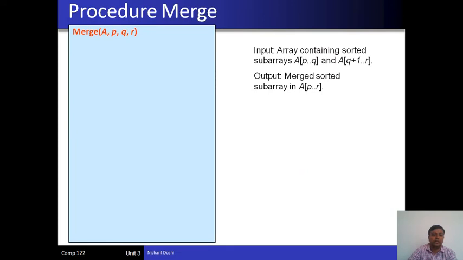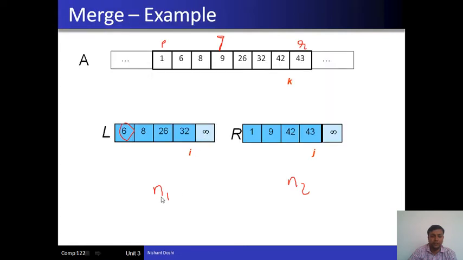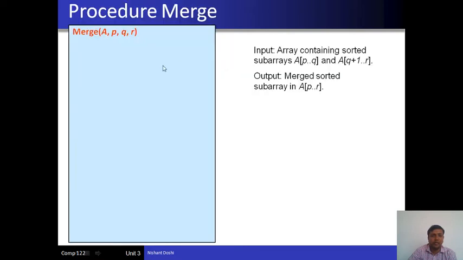Okay, so the inputs are, you can see, one array from P to Q, and another from Q plus 1 to R. So the output will be merged from P to R. In the first part we have to find the size of the L array, that is n1. P, Q and R are the indices. So Q minus P plus 1 is my n1. This gives me the size of the L array.